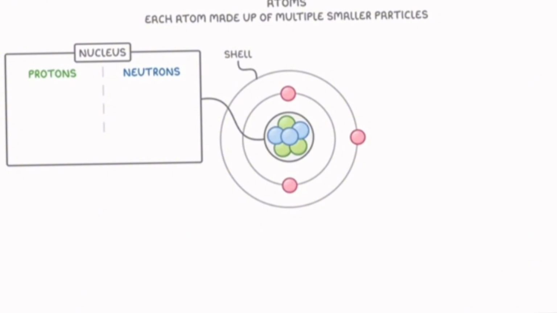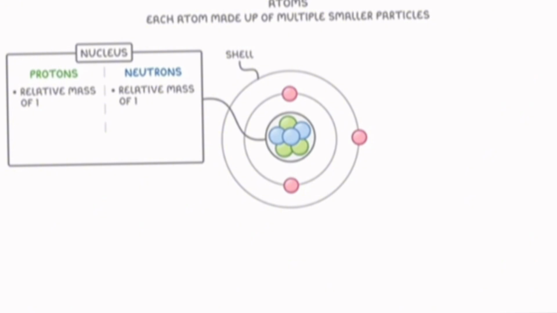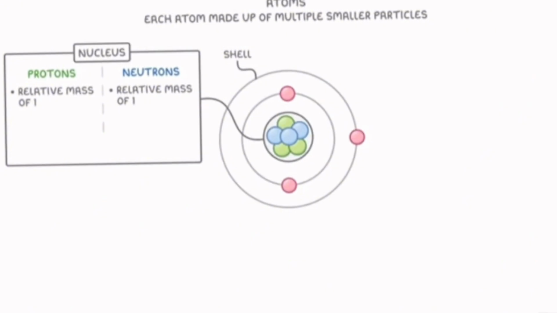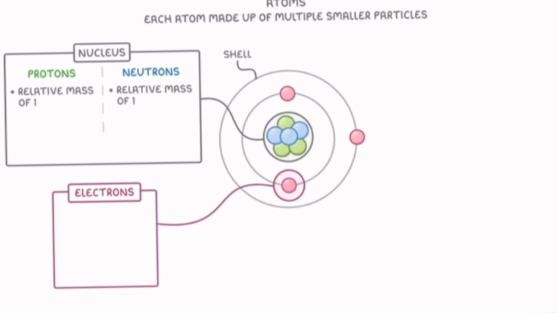Now, the most important thing to remember here is the structure of the atom that we've just been through. The proton and neutron have the same mass, so we say that they both have a relative mass of 1. Electrons are comparatively tiny and have a mass 2,000 times smaller, which is often written as just very small or sometimes even 0.